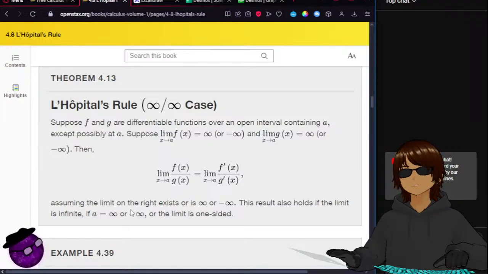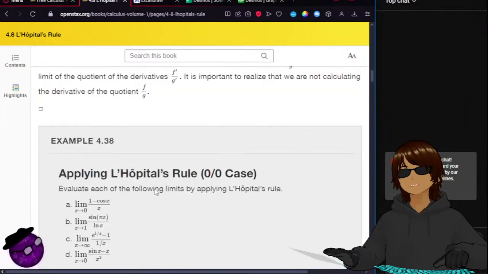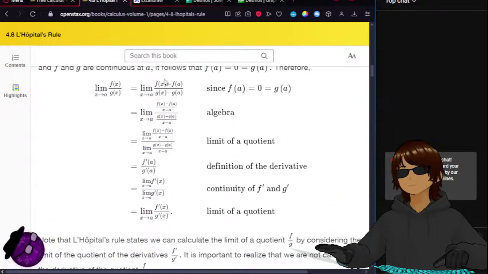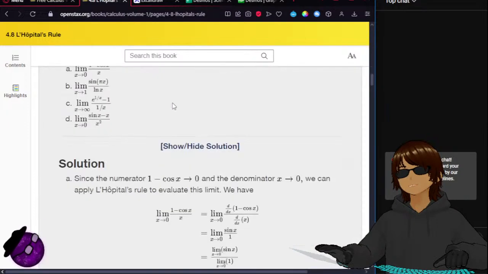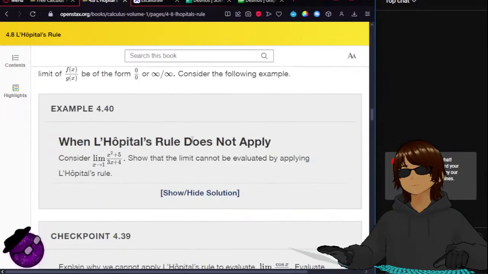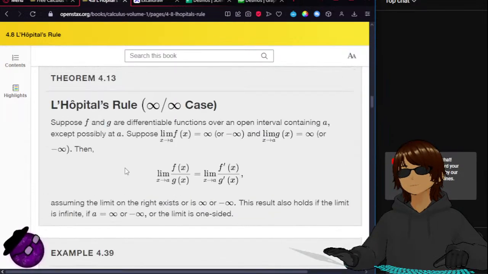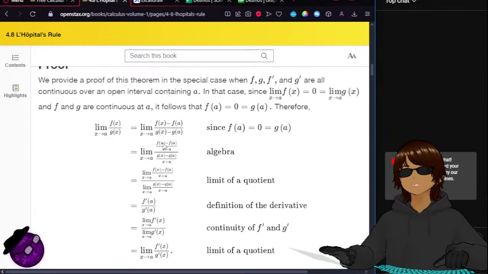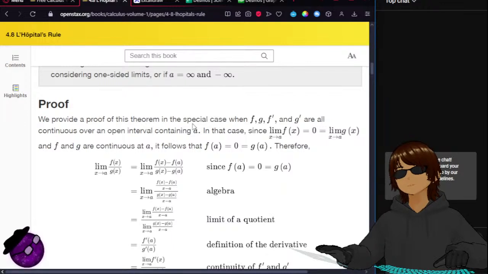But why does it work for infinity though? F of a and g of a don't exist, right? Except possibly at a. This argument won't work, this proof won't work if it's for infinity over infinity.